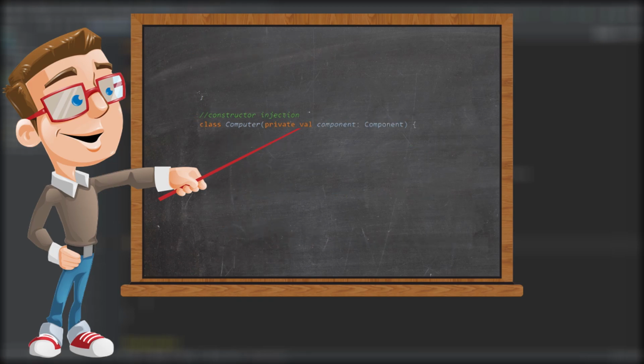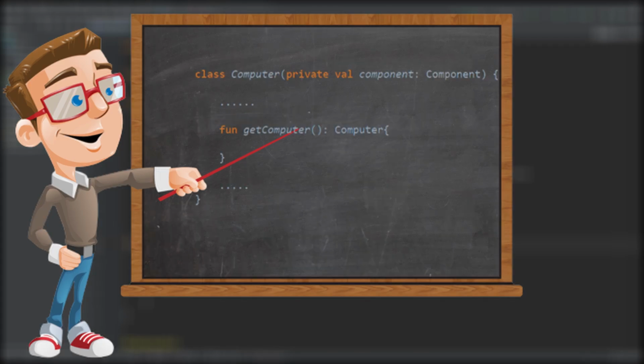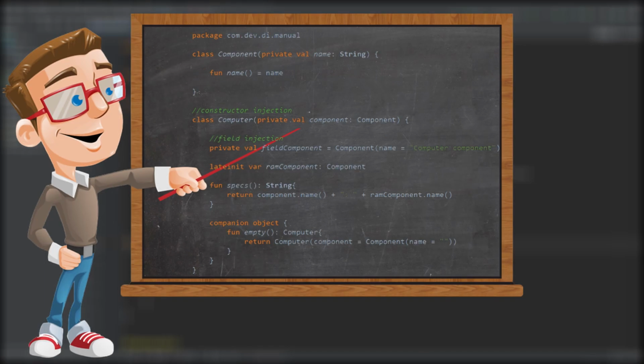We can provide the needed dependencies by providing it to the constructor. For example, the class Computer would create an instance of a Component class. We can obtain the dependency using a dedicated getter, or injecting it as a parameter. For example, the class Computer would have a parameter of type Component. In this case, we call this approach dependency injection.